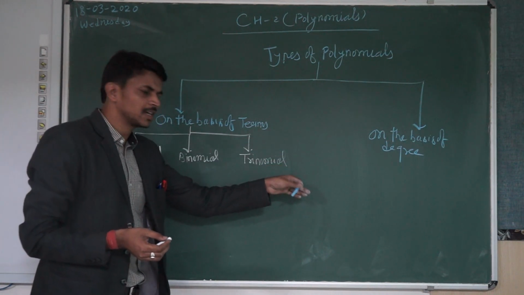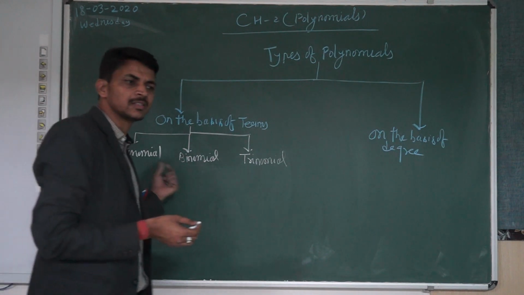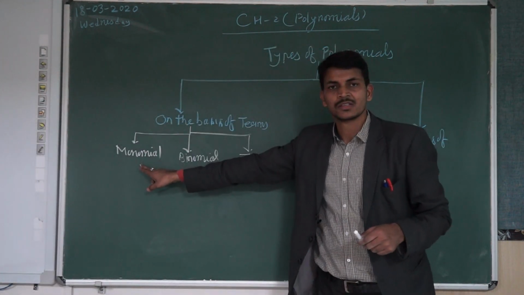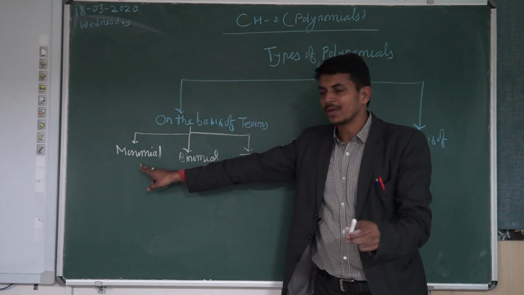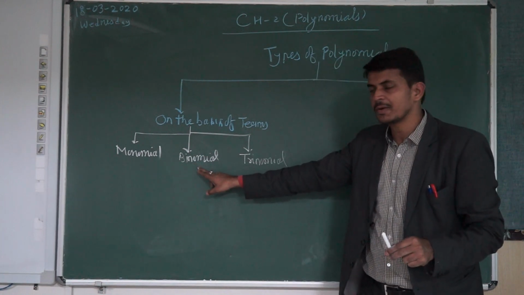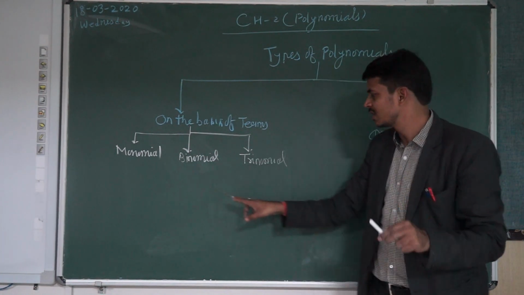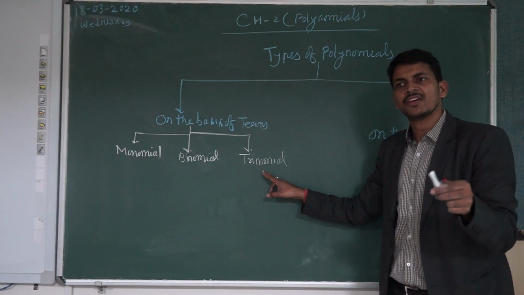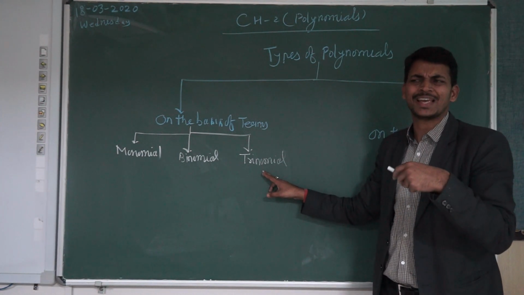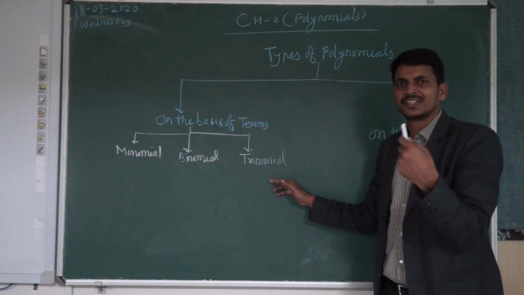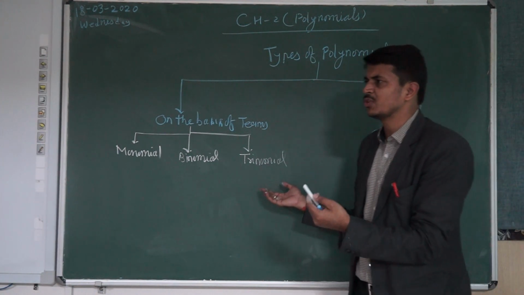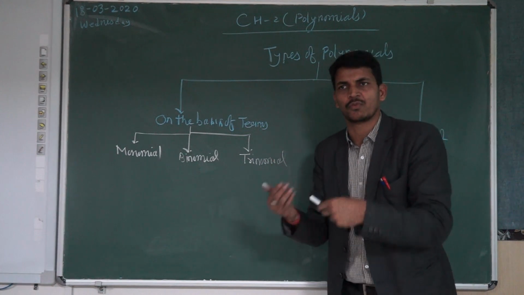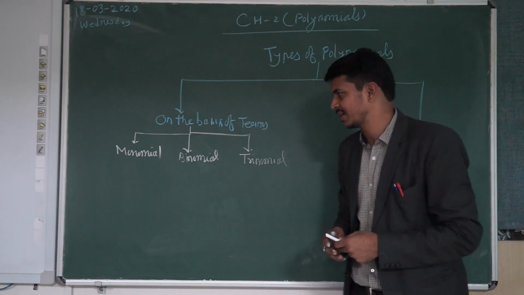Monomial means polynomial of one term, binomial means polynomial of two terms, trinomial means polynomial of three terms. If we have, suppose, four terms, we can call it a tetranomial also. Otherwise we call it a polynomial of this many terms, 4 terms, 5 terms, 6 terms, whatever.